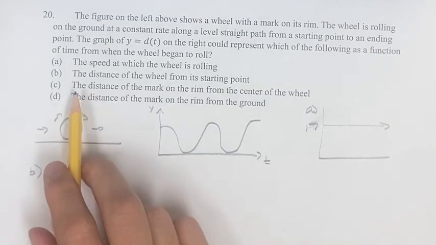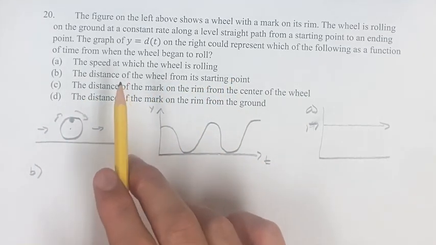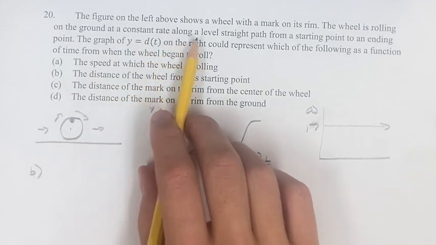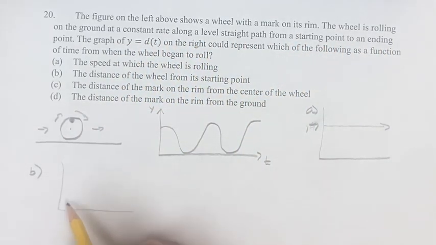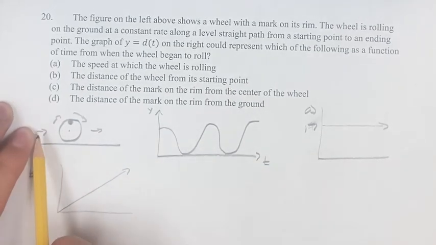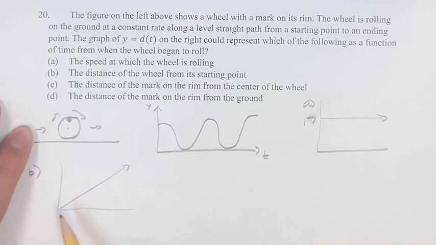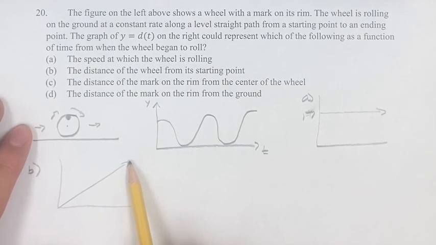B, the distance of the wheel from its starting point. So we have the wheel rolling along a level straight path from a starting point to an ending point. That means its distance over time is only going to be increasing, right? We're starting here, and let's say we're going over here. Over time, the distance between my finger and the pencil is only going to get larger. So you can think of it as just a line with a positive slope where the value is just getting bigger and bigger over time.